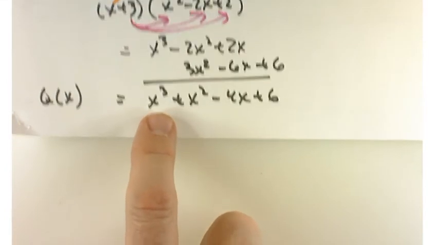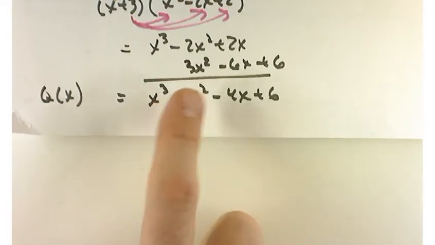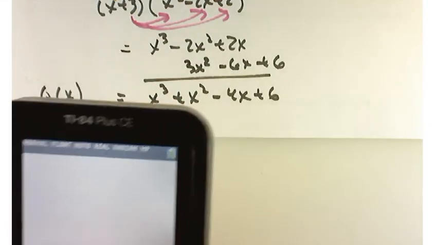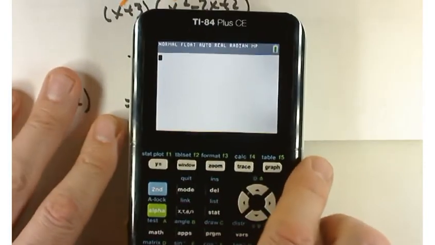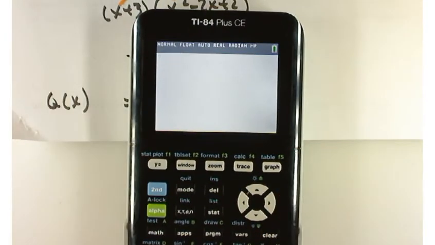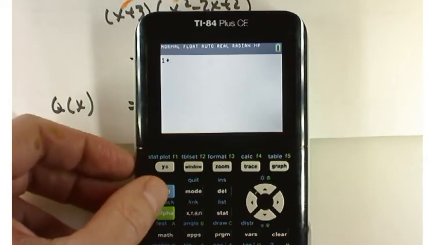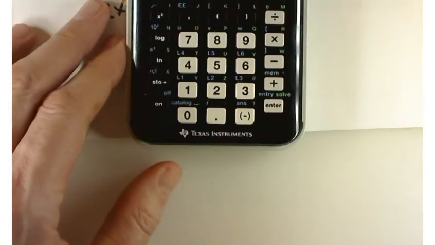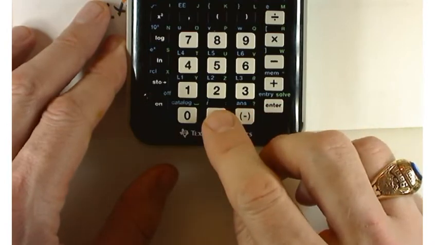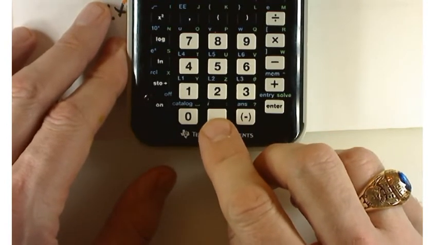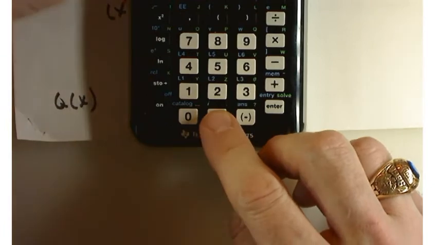But I have two other roots that I'd like to check. So if you have a graphing calculator, follow me along with this. From the home screen, type in 1 plus i. Now, where do you find i? You find it down here at the bottom, right above the decimal point. Right? So 1 plus i.